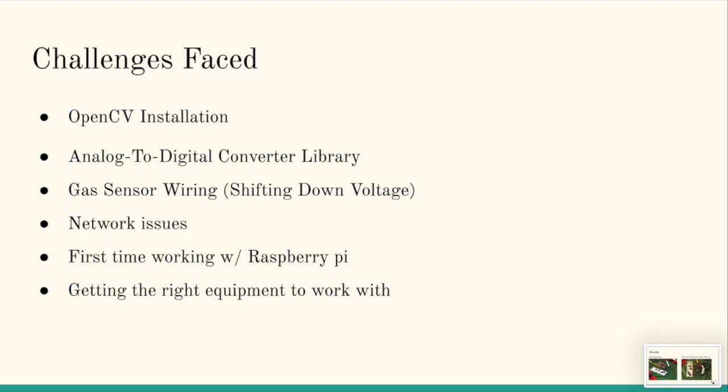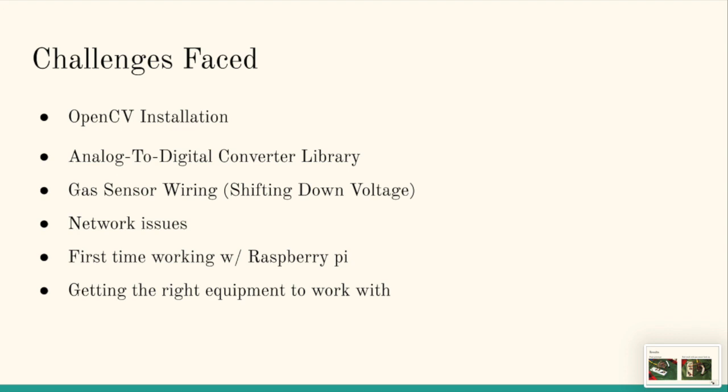Another challenge we had was with the analog to digital converter library. We had to buy another analog to digital converter chip, and at first we didn't know that we actually needed the library for it to work with the Raspberry Pi. So we were searching, and that took quite a few hours to figure out.